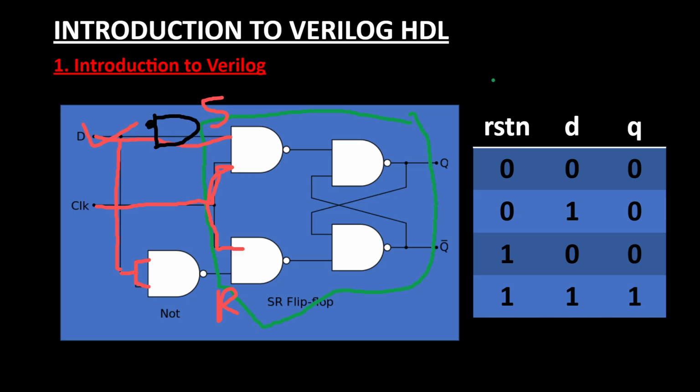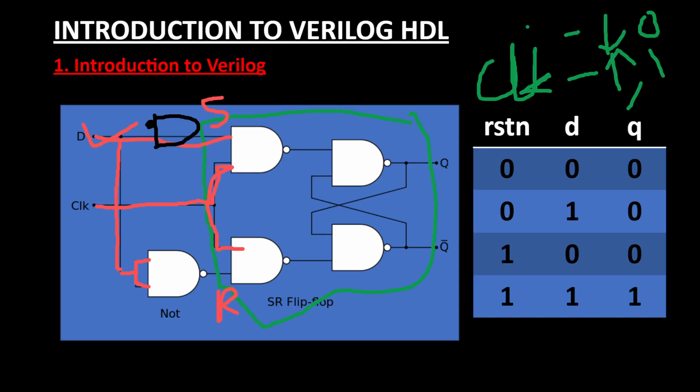this truth table is valid when clock equals positive edge, or clock is 1. Then only this truth table is valid. When clock is negate or 0, then the output will be the previous output, or it is don't care, or it is 0, based on the situation.